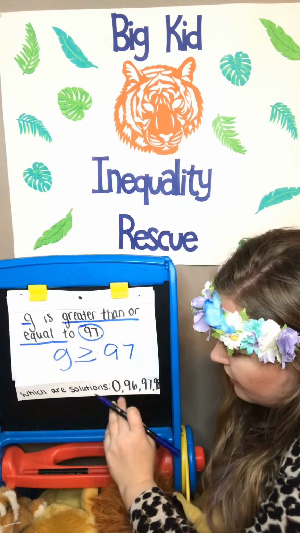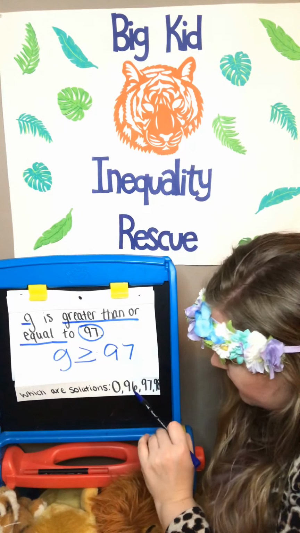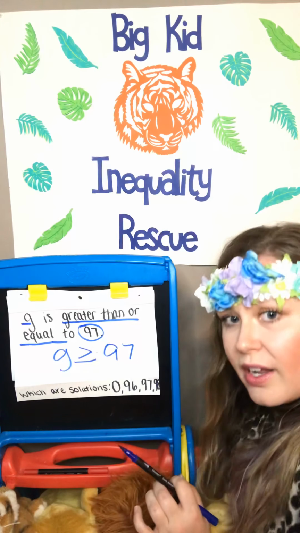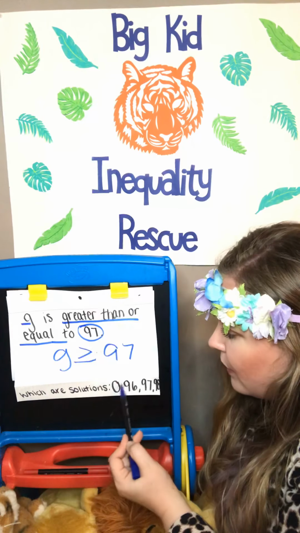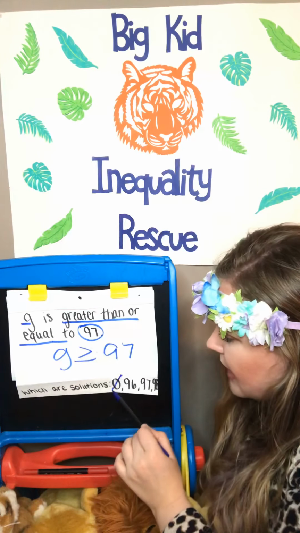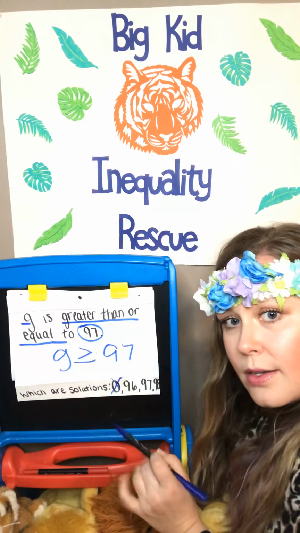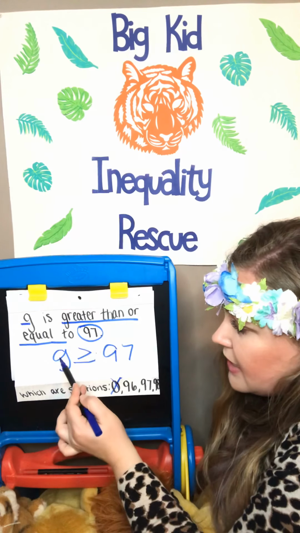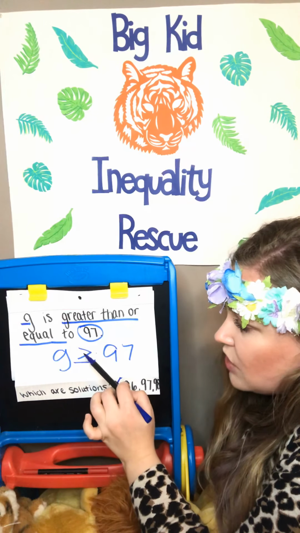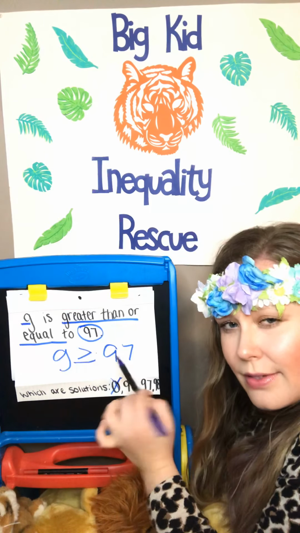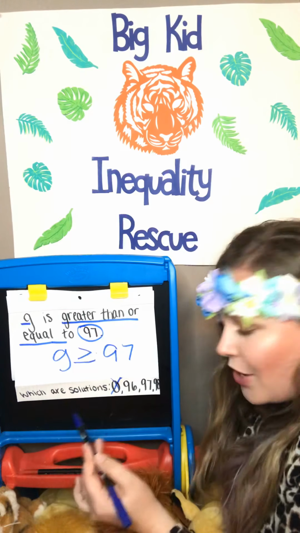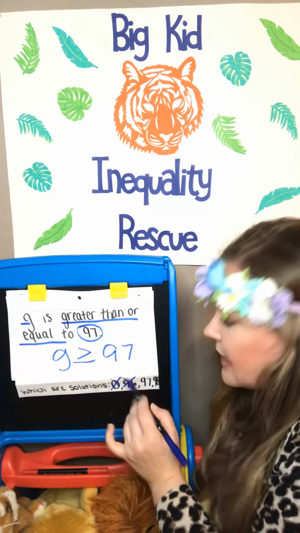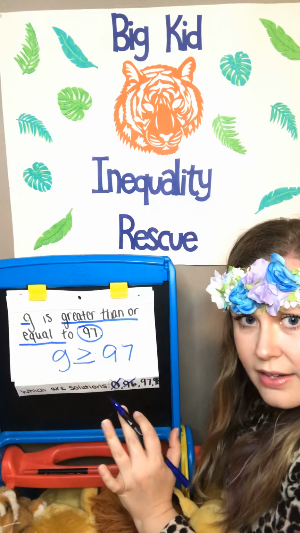So again, which are solutions? 0, 96, 97, or 98? Well, we know 0 is smaller, so 0 is not a possible solution. 96: if I substitute 96 in here, it would say 96 is greater than or equal to 97. Is that a true statement? No. So 96 is not a solution.